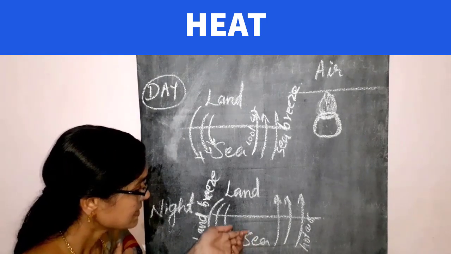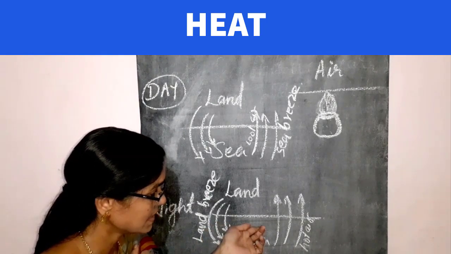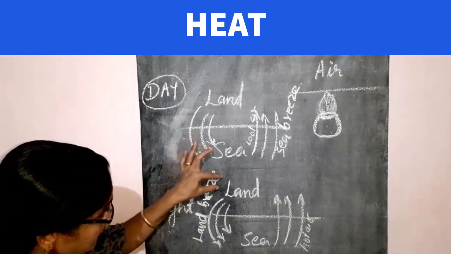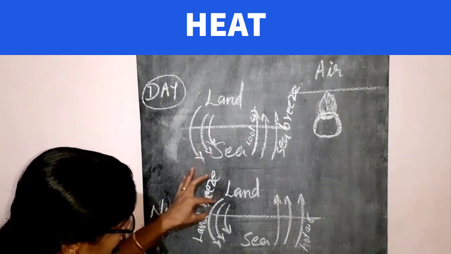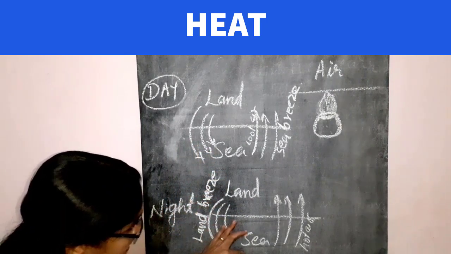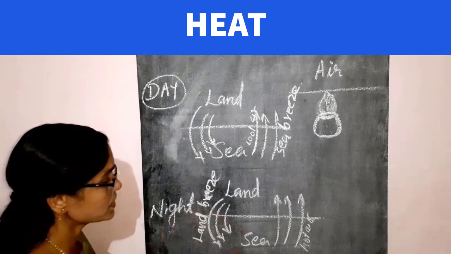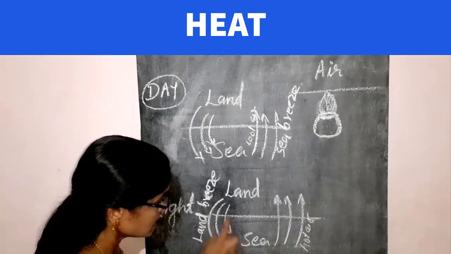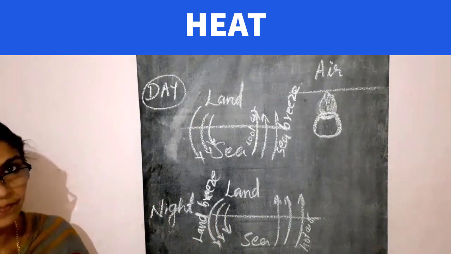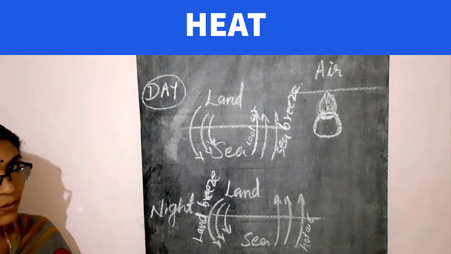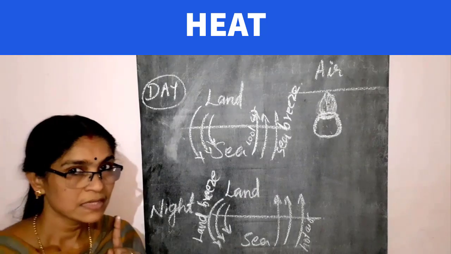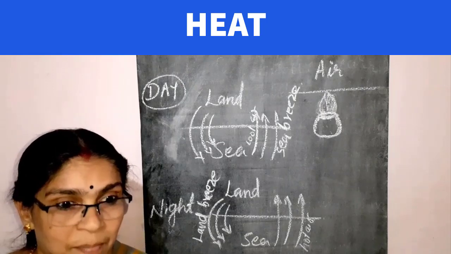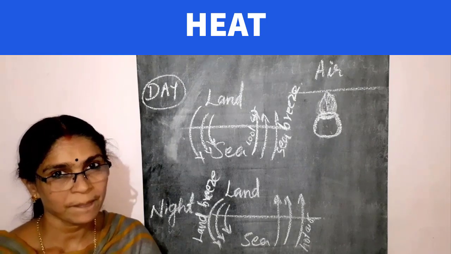Because of that, the hot air above the sea moves up. At that time, the cold air from the land comes towards the sea. This movement of cold air from land to sea is called land breeze. During daytime, sea breeze. During night time, land breeze. Okay.